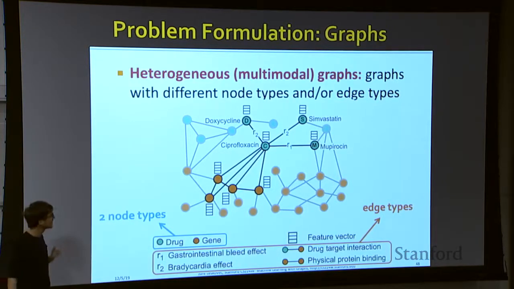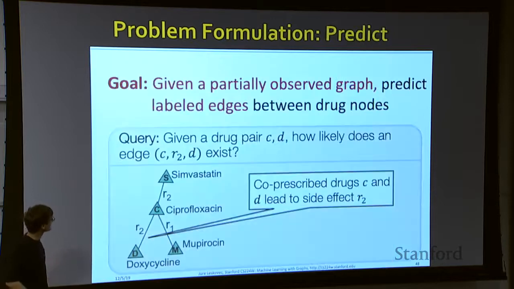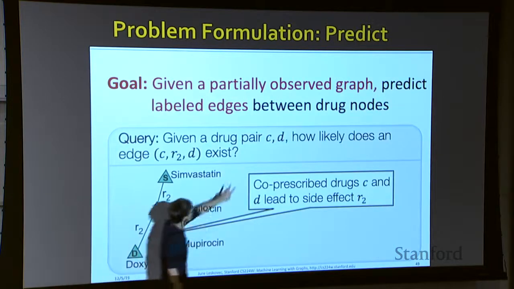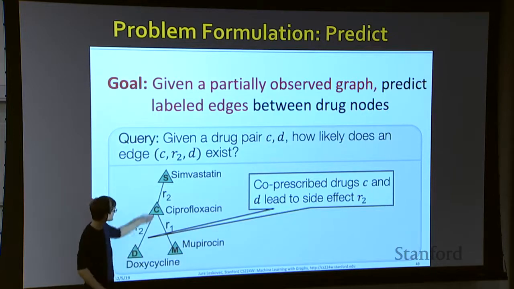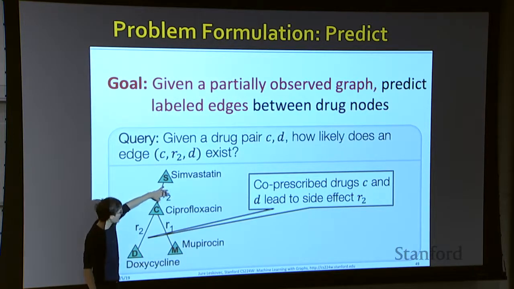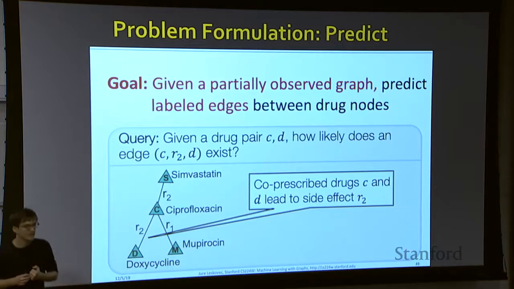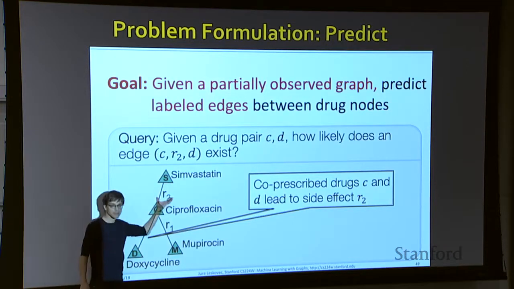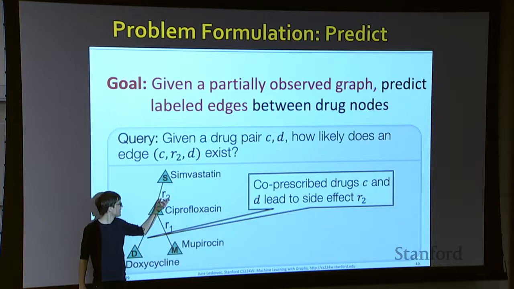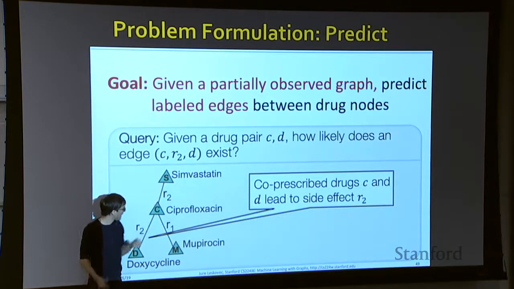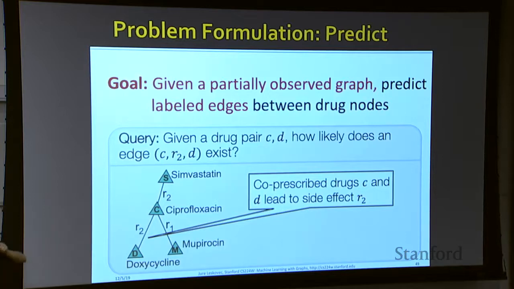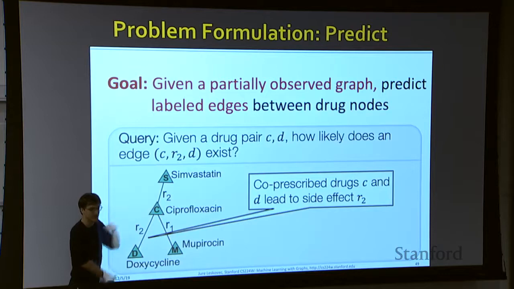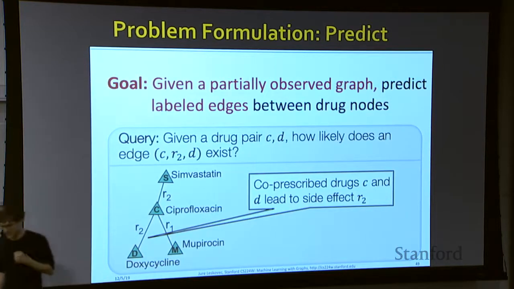Now what is the network prediction task? The prediction task is, given a pair of drugs, how likely is an edge between them to exist? An edge also needs to have a type because there are different types of side effects. We will have 1,000 different side effect types. So we will be doing link prediction where we can predict one of 1,000 different edge types, because multiple side effects can occur. Okay, that's the prediction task.